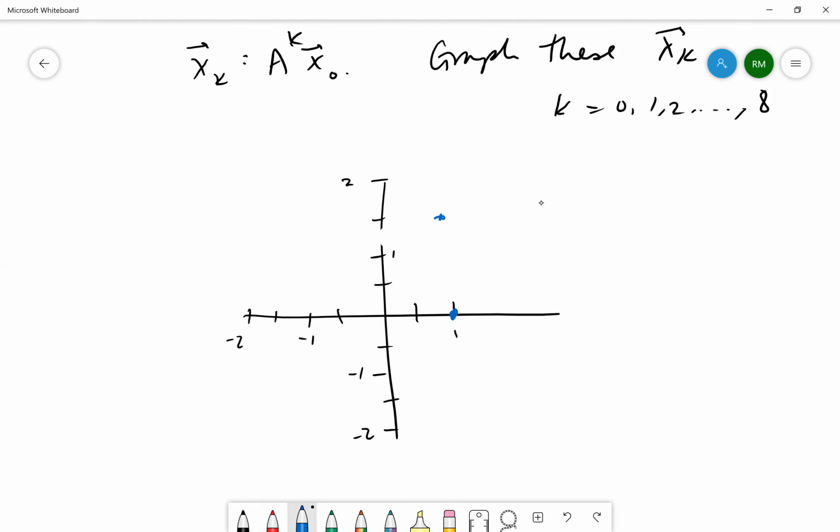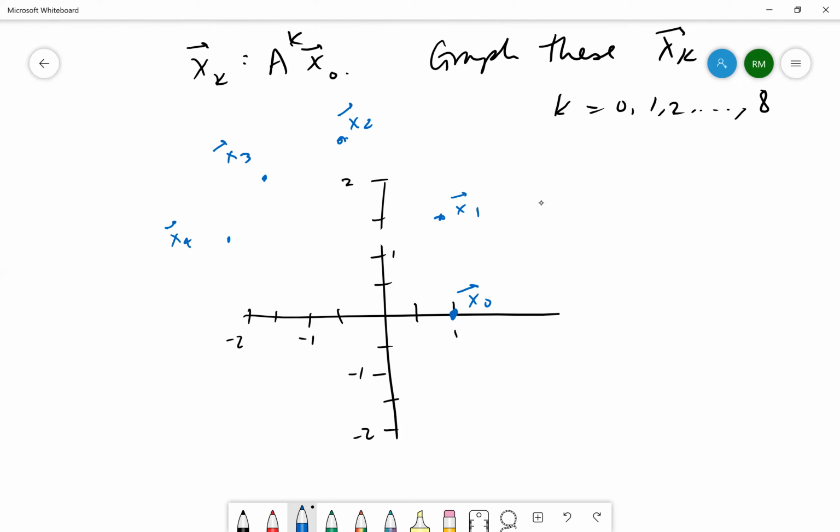The next one will come at negative 0.4, 2.4. So that's way up here. This is x0, x1, x2. The next one comes at negative 1.64, 2.34. So maybe here. Here's x3. x4 should come about here.